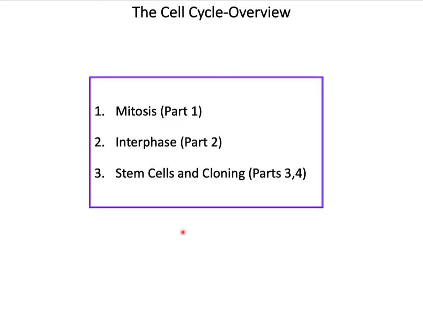So this is really an overview of how this topic is going to be covered. In the first part, we are going to talk about the mitosis, and really what we will be discussing in this part of this topic is what the microtubules are doing during mitosis. That will actually complete our conversation on the cytoskeleton, kind of a continuation of our microtubule conversation in the cellular cytoskeleton. Then we will talk about the regulatory mechanisms that are in place during interphase. And finally, of course, you can't talk about cell cycle without talking about stem cells and cloning, and we are going to cover those in parts 3 and 4 of this topic.